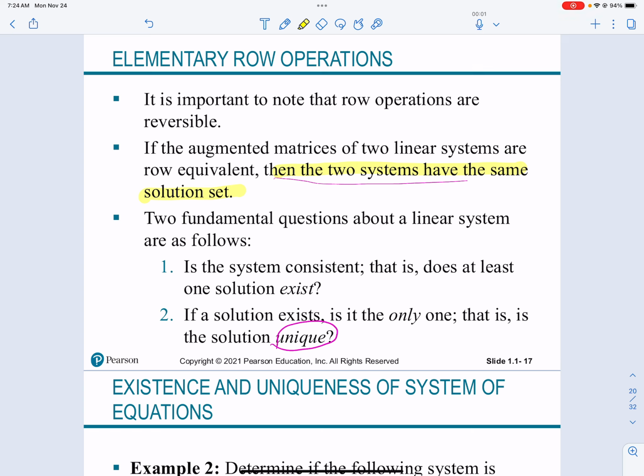Yeah, so what will be the solution? The first question: does the solution exist? Means, is the system consistent? Yeah, so if the system is consistent, is the solution unique? Because consistent can be what? One solution or infinitely many solutions.